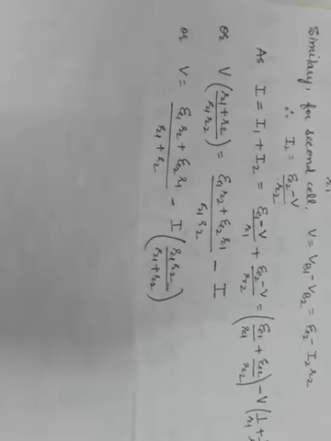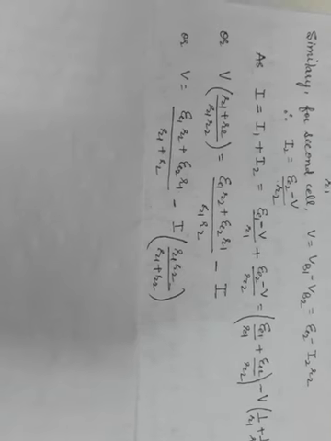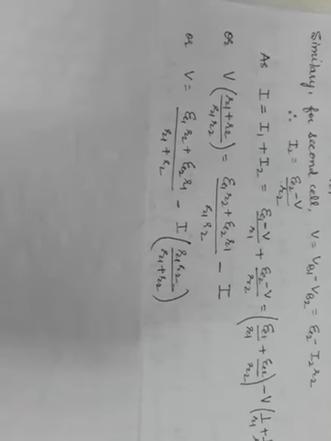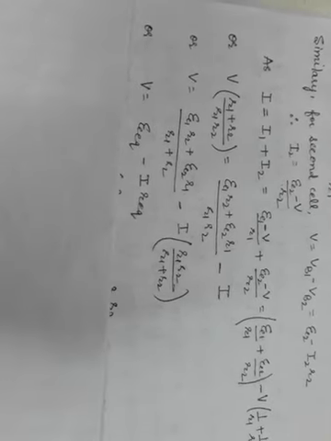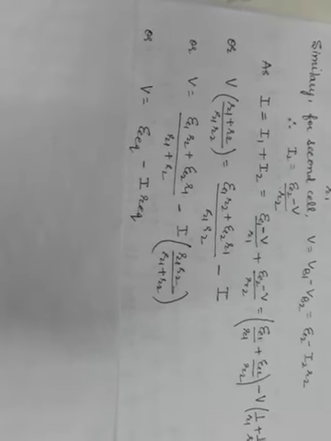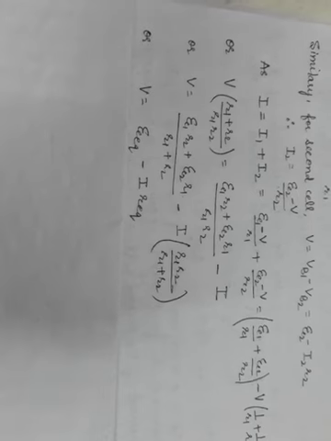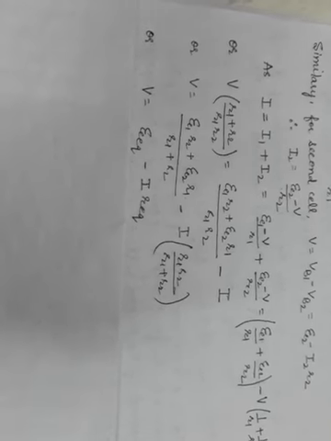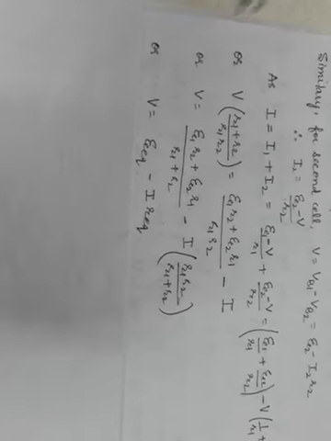Just recall, V is equal to E minus IR. So here E equivalent will be equal to E1 R2 plus E2 R1 divided by R1 plus R2, whereas R equivalent will be equal to R1 R2 divided by R1 plus R2.